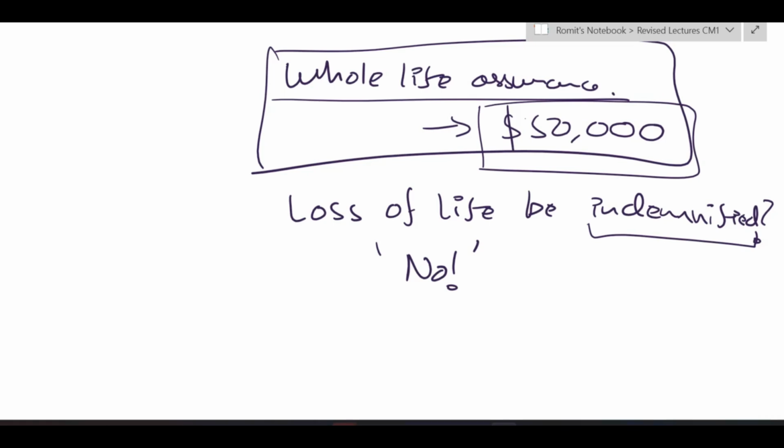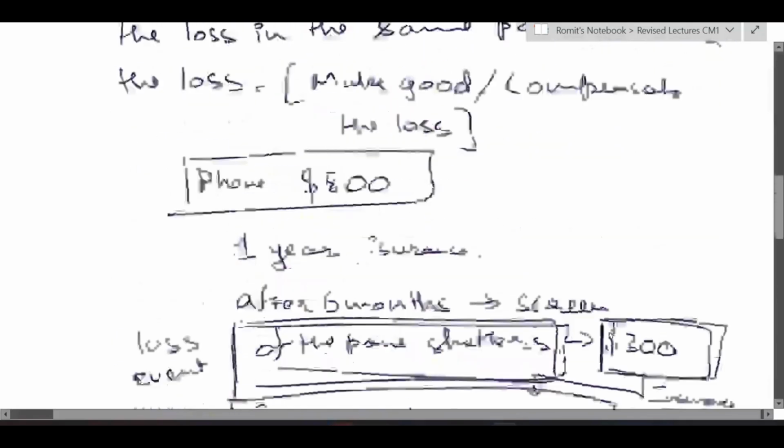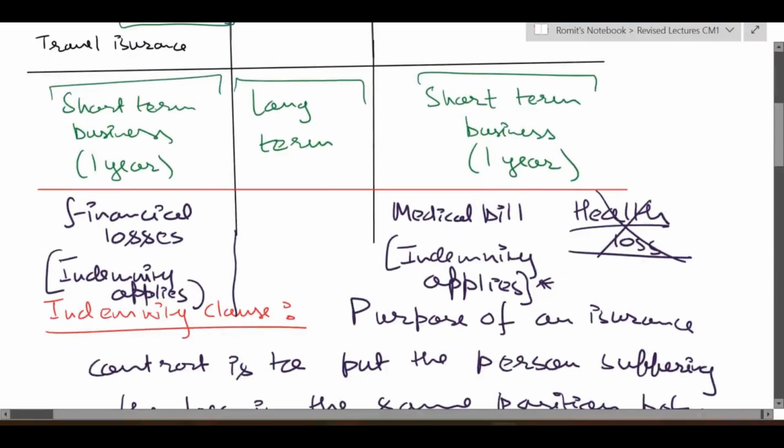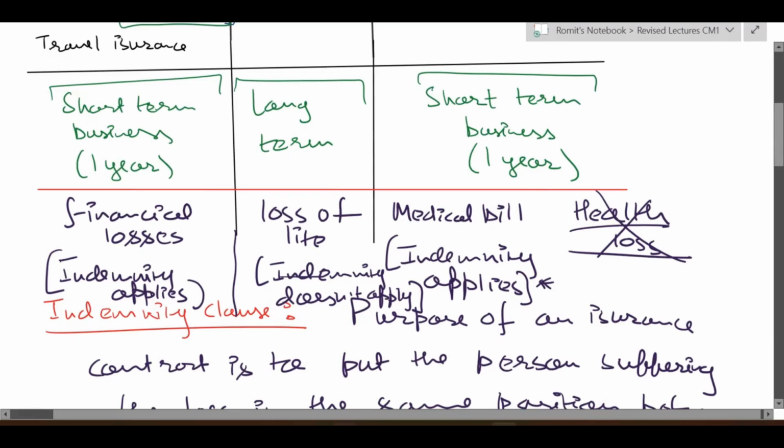So that's why the concept of indemnity does not apply to whole life assurance or life insurance in general. Indemnity does not apply, okay? Because the loss of life cannot be compensated. They cannot be indemnified. So this is loss of life. Indemnity doesn't apply, right? Because loss of life cannot be compensated, thus indemnity does not apply.